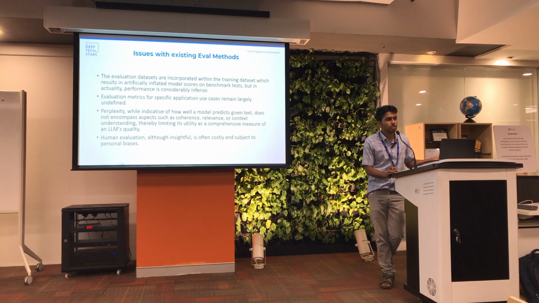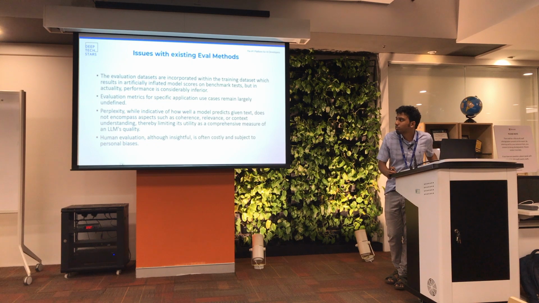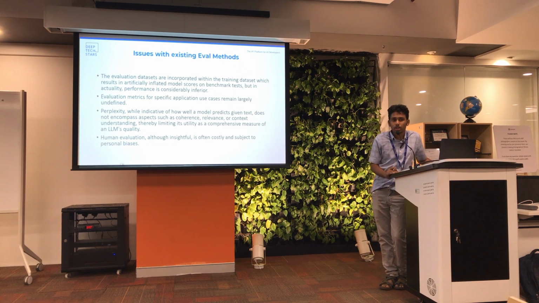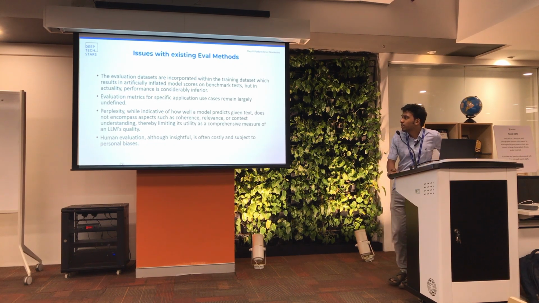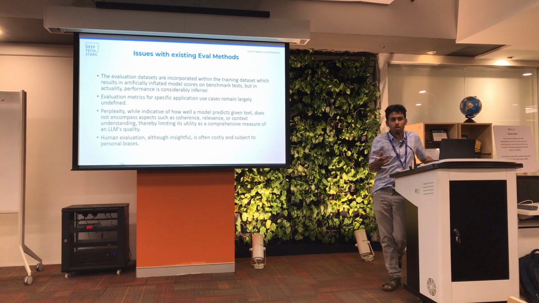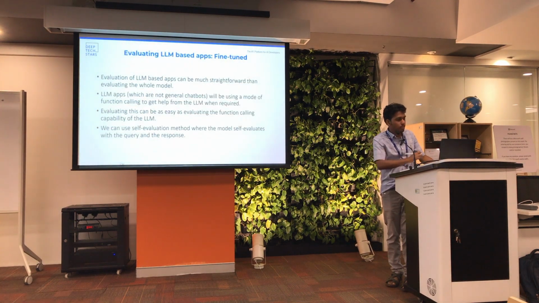We'll have to actually develop something of our own. And the next thing is perplexity, which tells us how well the model can predict a text, but it does not actually tell us about the understanding of the model or things like that. And again, human evaluation is possible, but it's very costly.